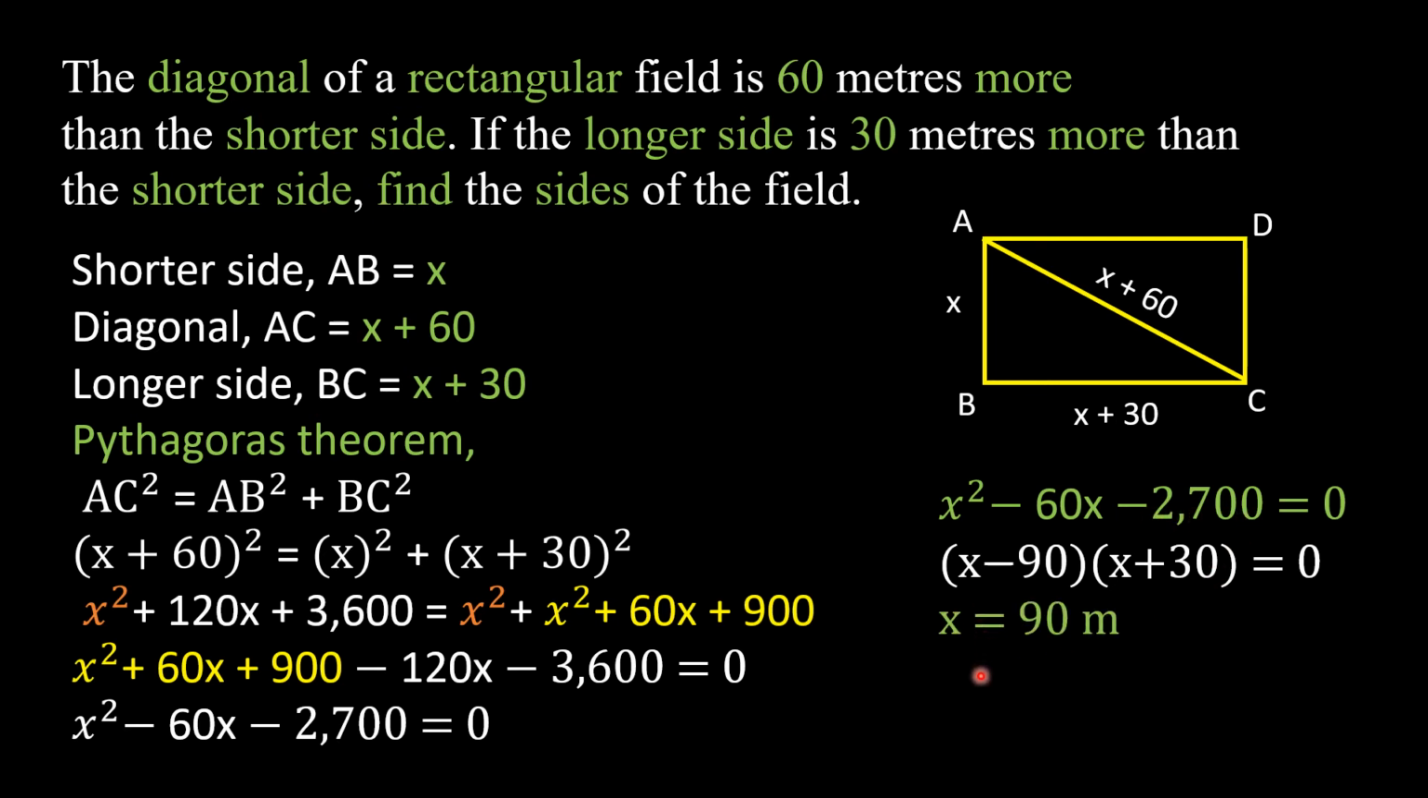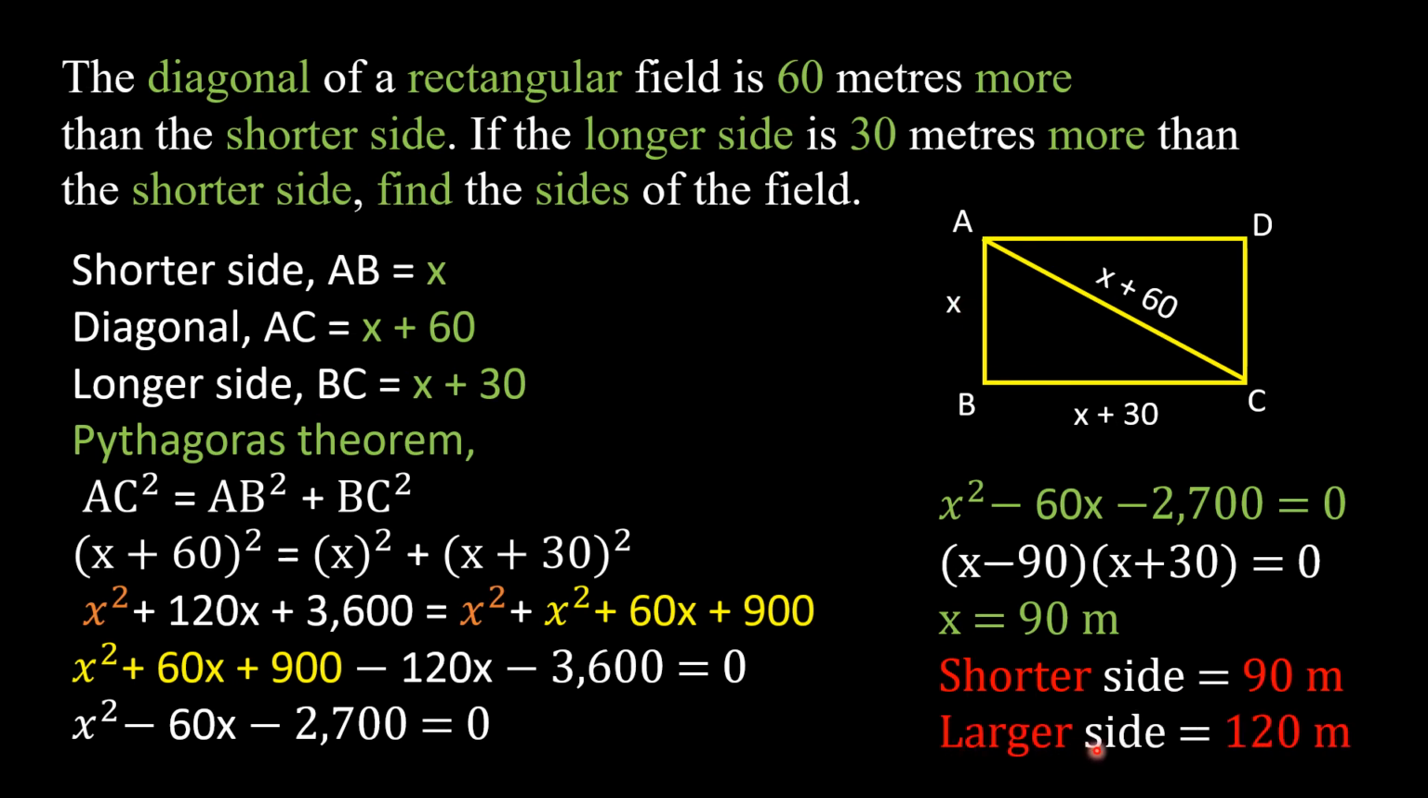Now, equating x minus 90 to 0, we get x equals 90. So the shorter side will be 90 meter, which is this one, and the longer side becomes 120 meter, which is this one. X plus 30 equals 0 gives us x equals minus 30. Since length cannot be negative, we will neglect this value, that is x equals minus 30.